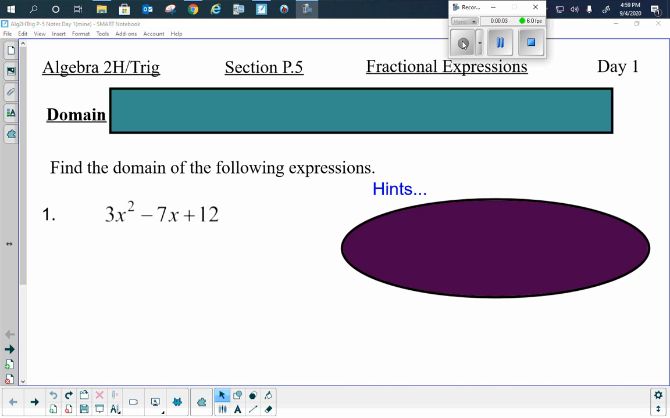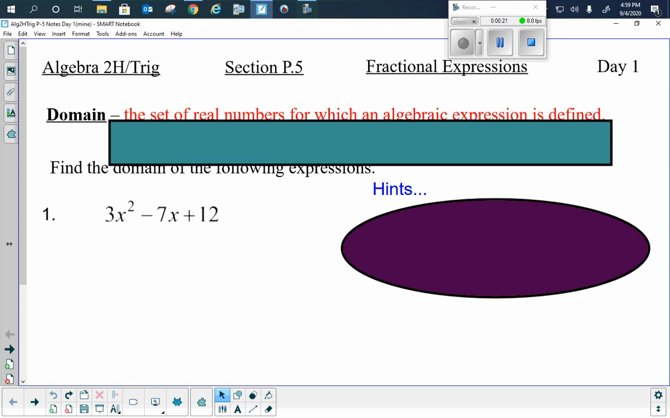P5. Today we're looking at fractional expressions, and I know you guys have done domain and range before, so try to remember for yourself what the difference is between domain and range. We're going to focus on domain today, so hopefully you're thinking that domain is the set of real numbers for which an algebraic expression is defined. Meaning we can't divide by 0, we can't take the square root of negative numbers, those kinds of things. Those are where it would not be defined.